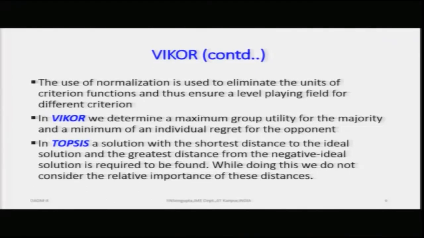In the TOPSIS method, which is whatever we have done in the 7th week, a solution with the shortest distance to the ideal solution and the greatest distance from the negative ideal solution is required to be found. So, PIS and NIS were being repeated time and again, which I said. While doing this, we do not consider the relative importance of the distances. We just find out the positive and negative, PIS and NIS, the distance.